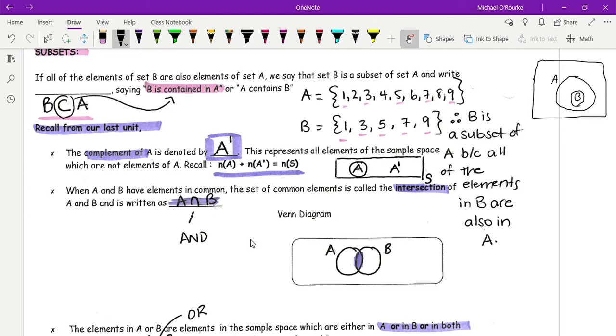Yes, Dante? For the A, is that an A1 or an A apostrophe? Right here? Yeah, it's A apostrophe, okay, as in the complement. Yeah, it's A complement.